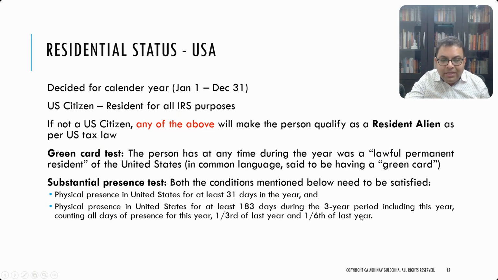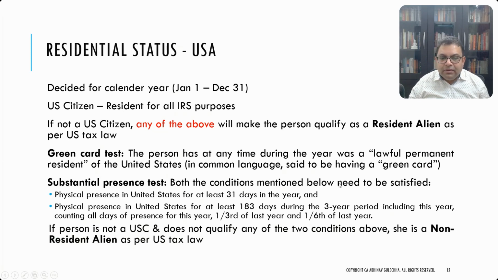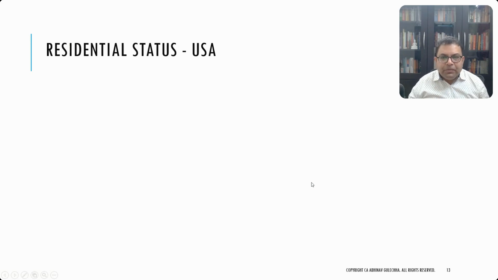Now, how to understand this particular condition of the substantial presence test? If the person doesn't qualify under the green card test or the substantial presence test, and is also not a US citizen, then the person qualifies as a non-resident alien, or a non-resident as per the US tax law. I'll come to the tax implications of each of the above statuses.